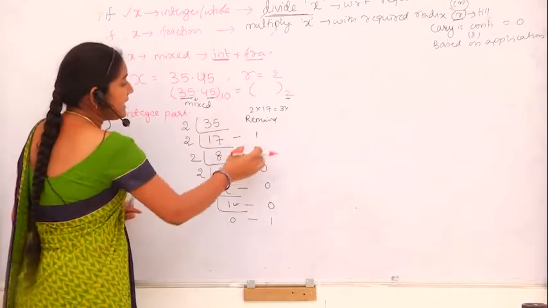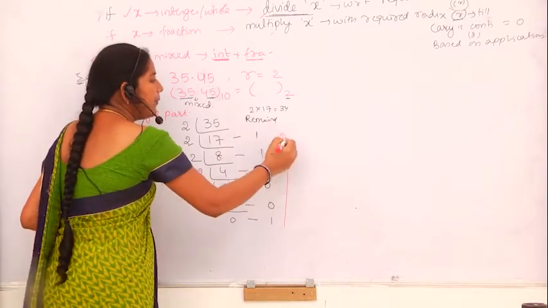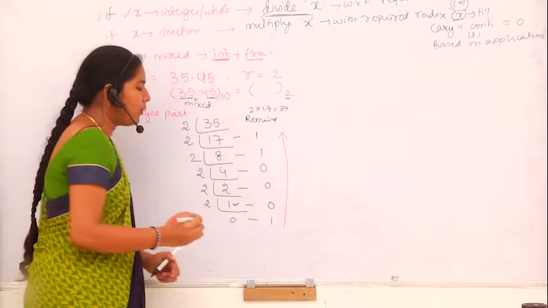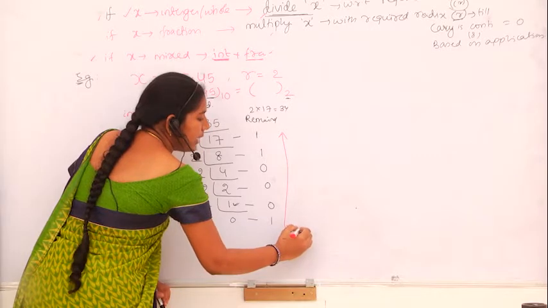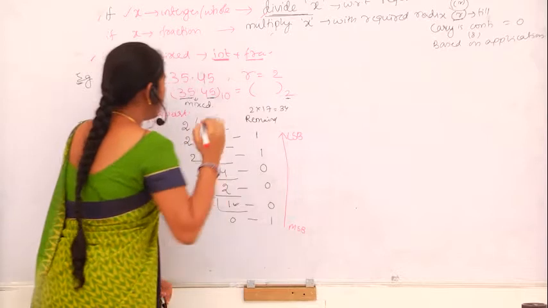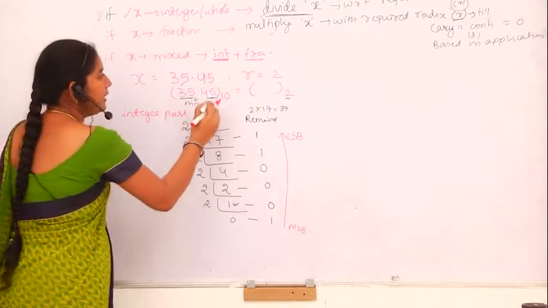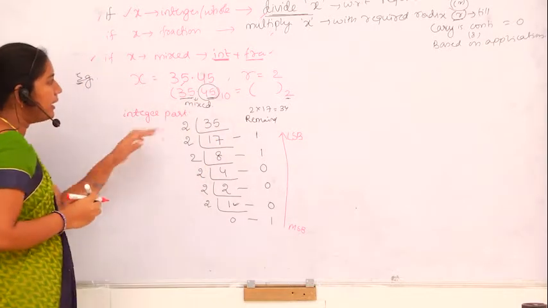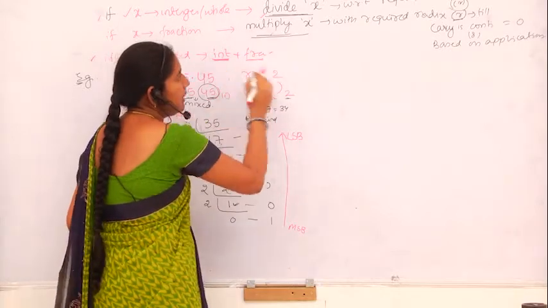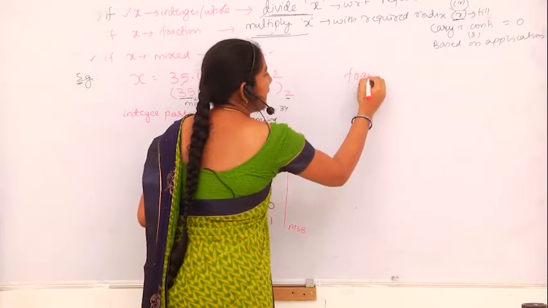After this, consider all these remainders in upward direction. This is nothing but the binary equivalent value. In this, one is MSB and this one is LSB, right? Now the integer part is over. Now we need to do it for the fraction part. For the fraction part, we need to multiply that fraction part with the radix. So now consider the fraction part.